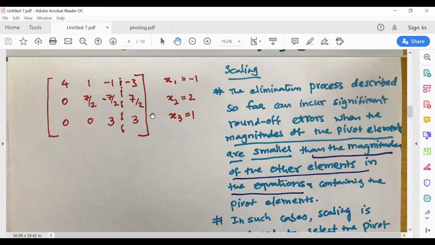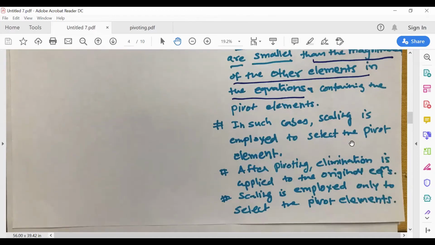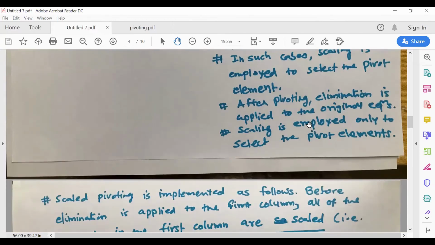we are reluctant to use the simple elimination method, because it produces very large numbers, and if we are not using it for the right purpose, there is a chance of increasing round-off errors. So in that situation, scaling is employed to select the pivot element. Now, what is the meaning of scaling? We'll see. This is a procedure, but I'll show you through an example.